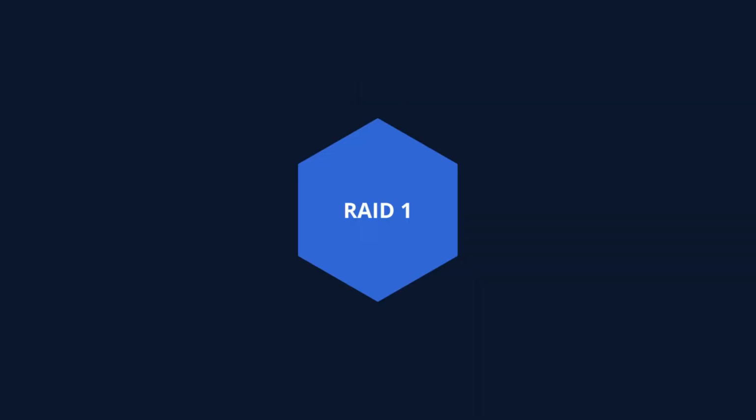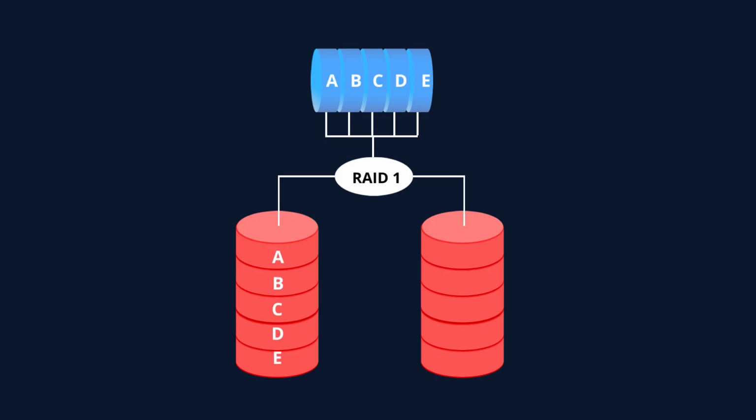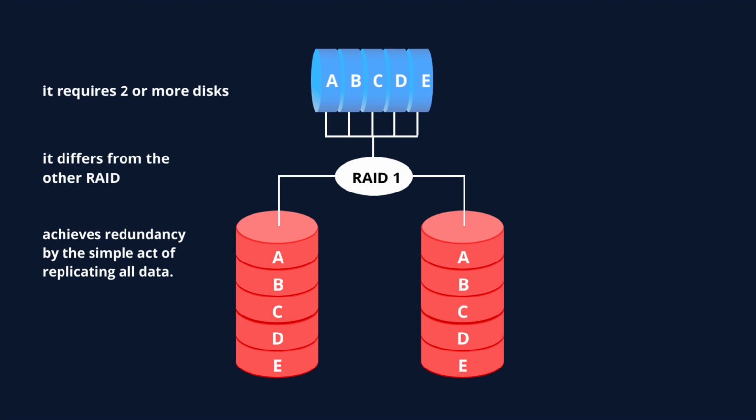Next, we go to RAID 1. For this RAID, it requires 2 or more disks. RAID 1 differs from RAID 0 in how redundancy is accomplished. RAID 1 achieves redundancy by the simple act of replicating all data. In other words, data are mirrored between two disks.